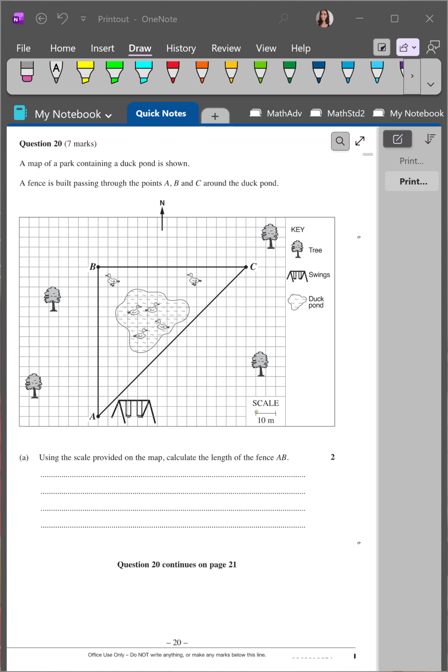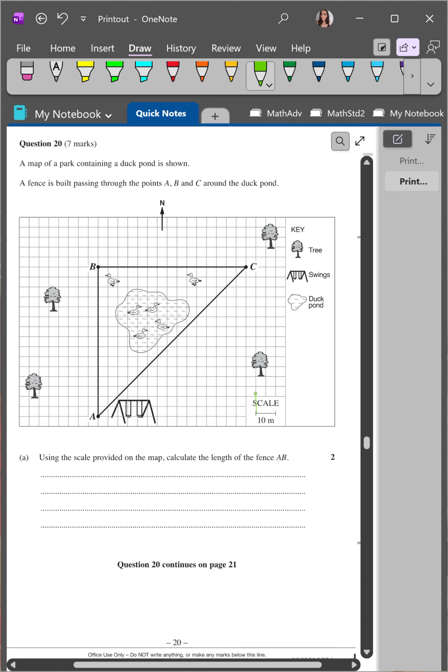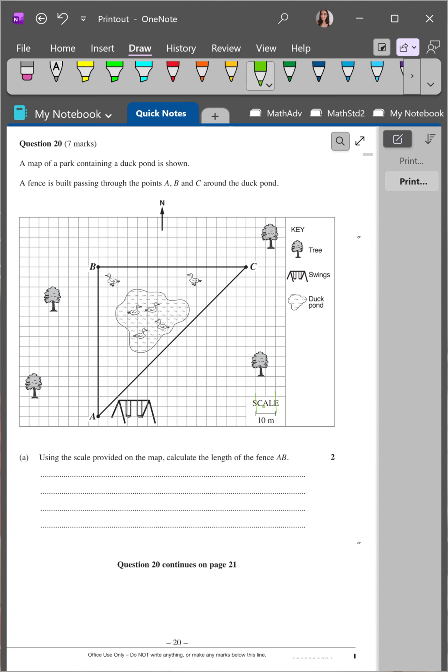So the scale, if we look up here, I'm going to draw two lines going up from the ends of the scale just to confirm. But yes, 10 meters equals 2 squares. Okay, so it's asking us to calculate the length of the fence AB. So let's count the squares from A to B.